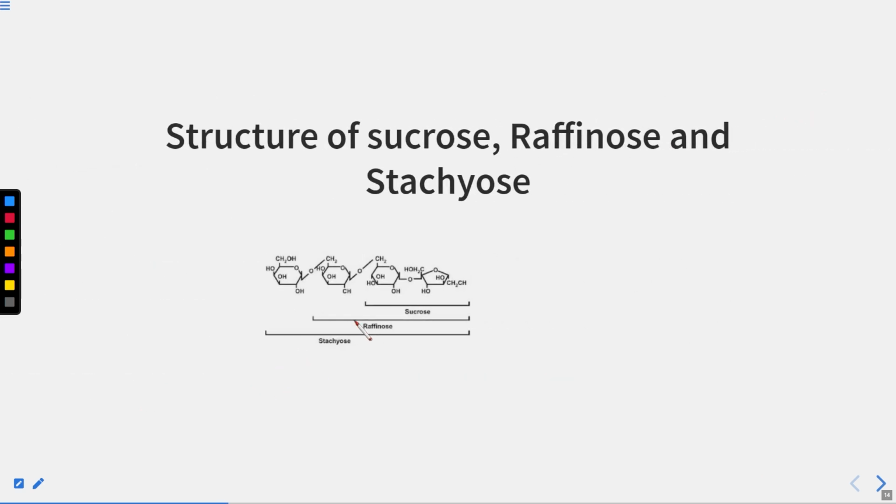Here you can see sucrose made up of 2 monosaccharides, glucose and fructose. Raffinose is made up of 3 monosaccharides. And here you can see stachyose, a tetrasaccharide, which is a type of oligosaccharide having 4 monosaccharide molecules. So sucrose is a disaccharide, raffinose is a trisaccharide, and stachyose is a tetrasaccharide.